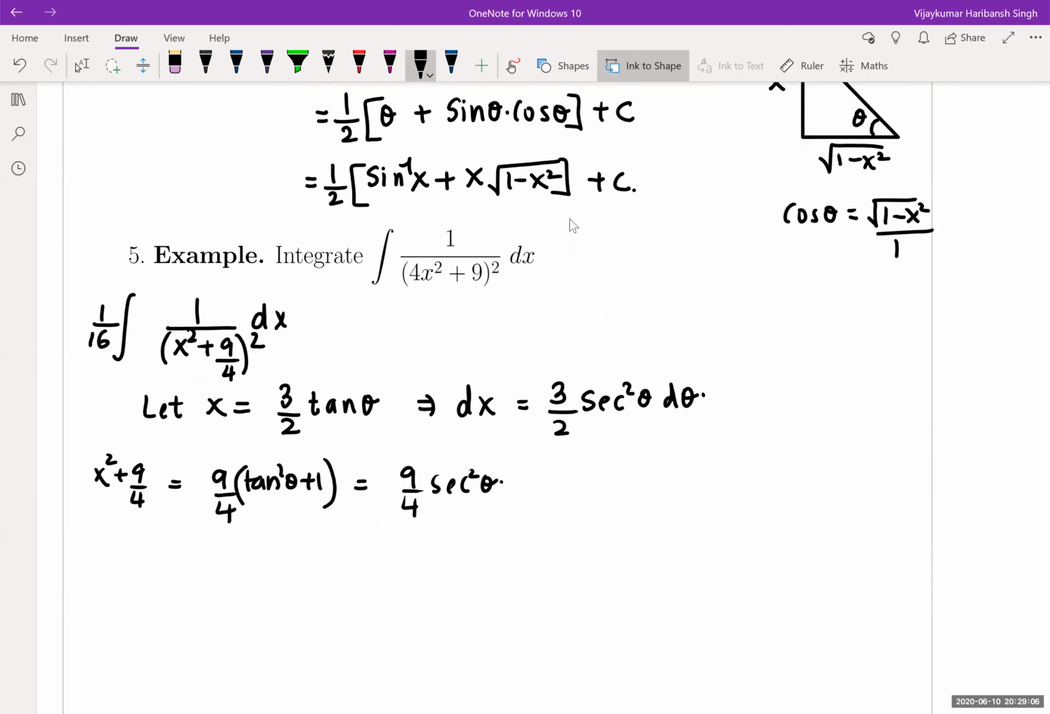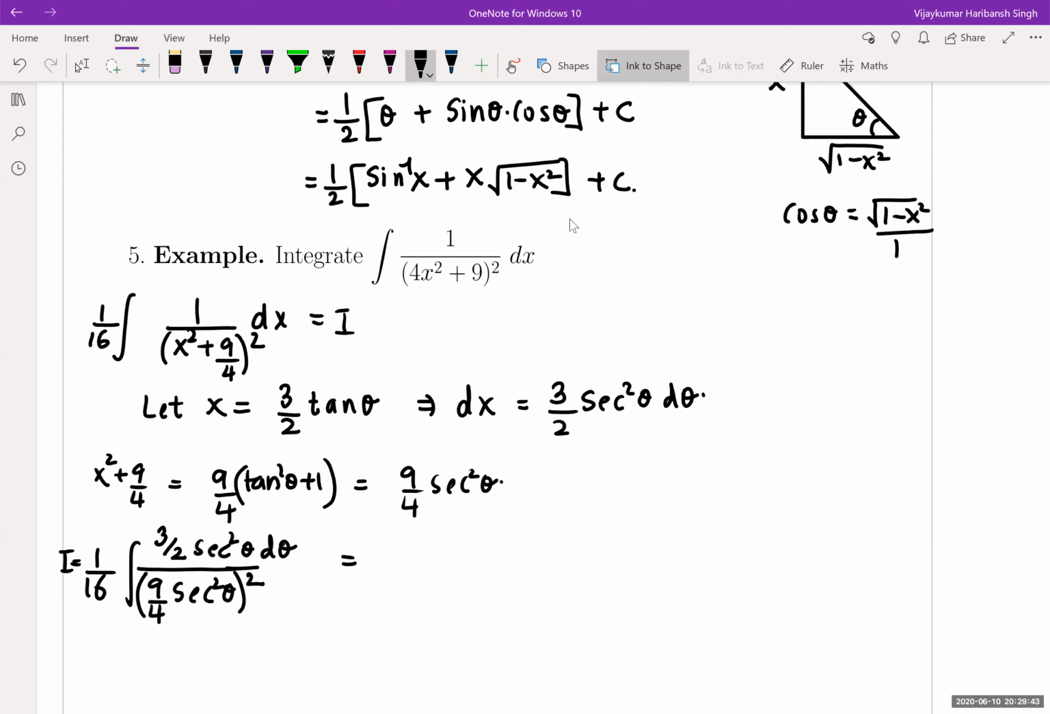So how does the integral evolve? We have 1 by 6. Let's call this I. So I equals 1 over 6 times the integral of, now what do I have in the denominator? It simplifies to 9 by 4 secant squared theta, the whole square. And in the numerator, I have 3 by 2 secant squared theta d theta.